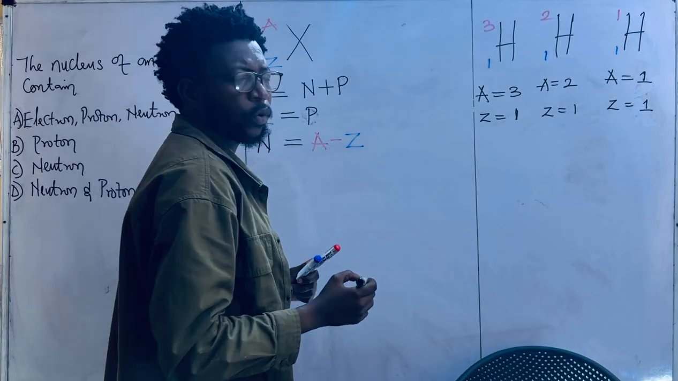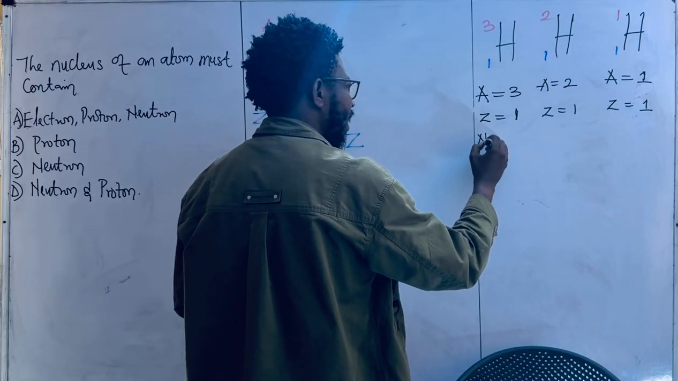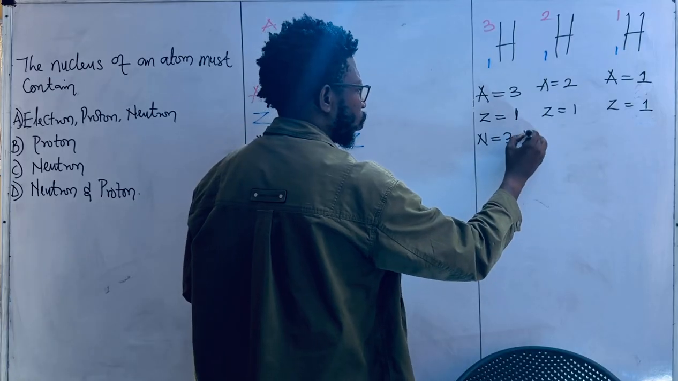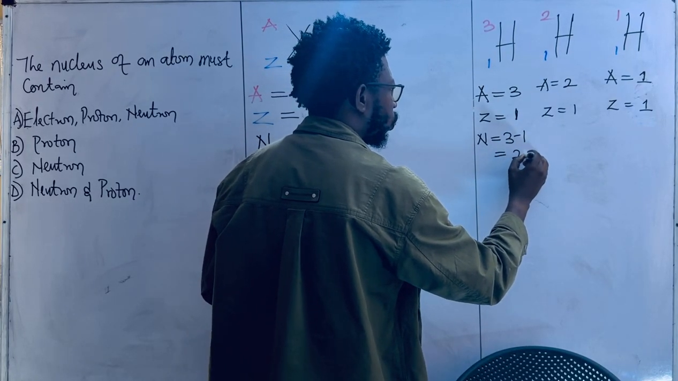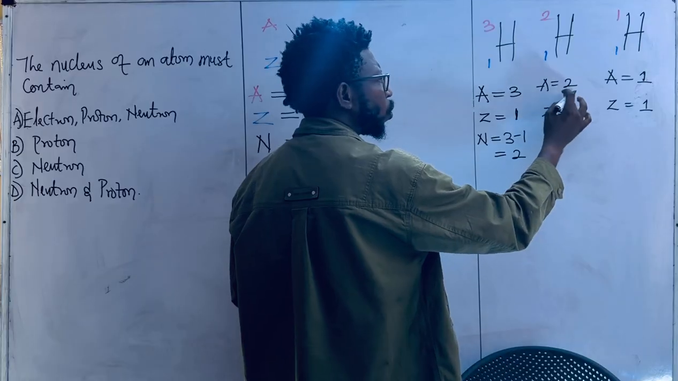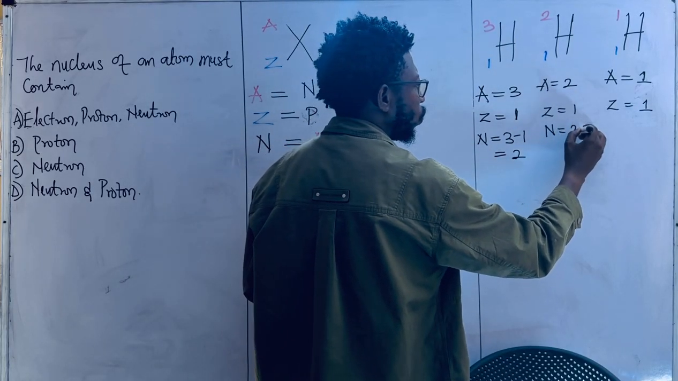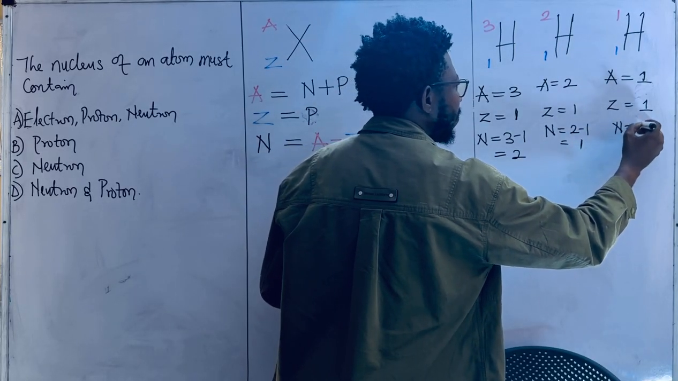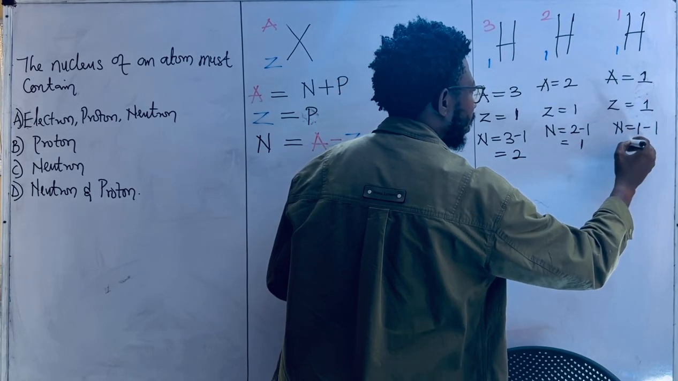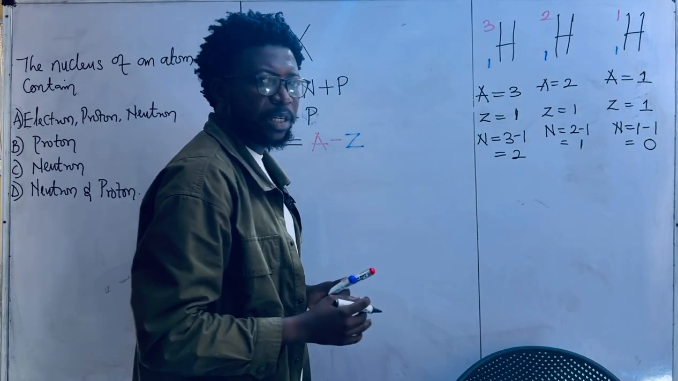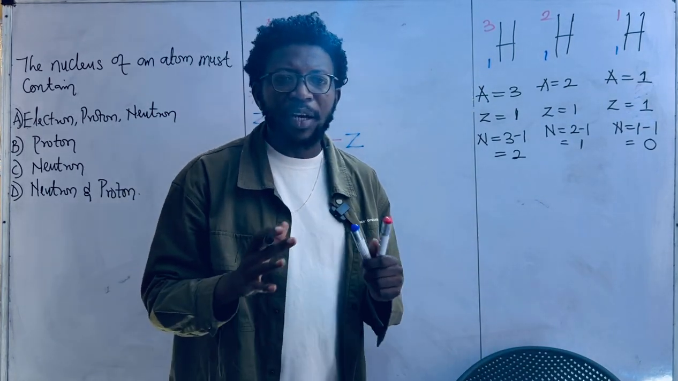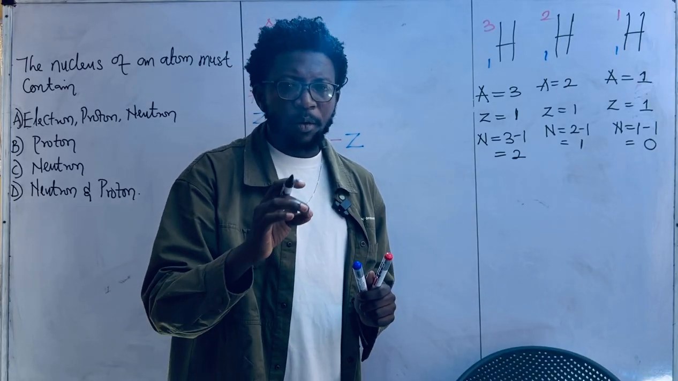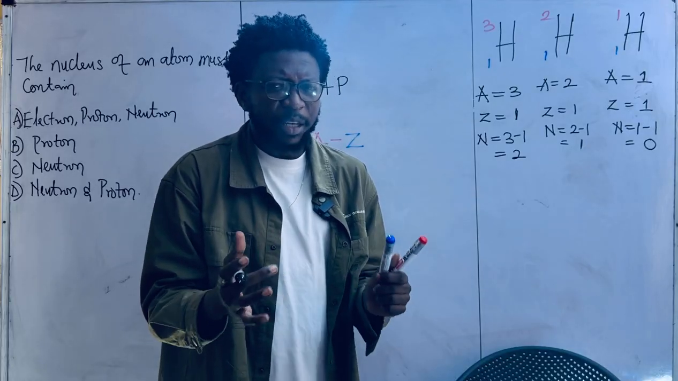Now, can we look for the neutron number N? N is equal to A minus Z, which is 3 minus 1, which is 2. N here is A minus Z: 2 minus 1 is 1. N here is A minus Z: 1 minus 1 is 0. That means we'll all agree that for a typical atom, the nucleus must contain proton and neutron. But are there exceptions? Yes.